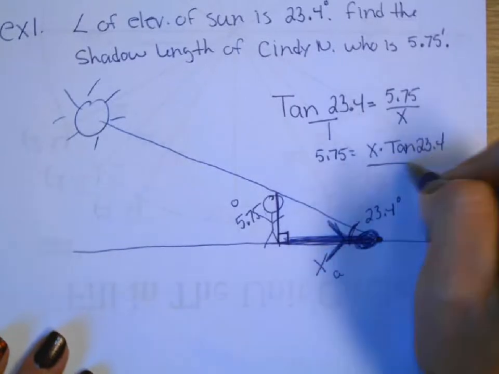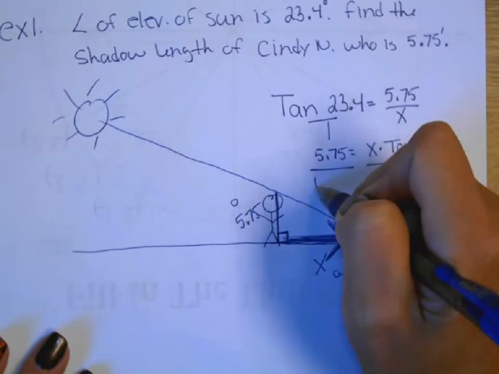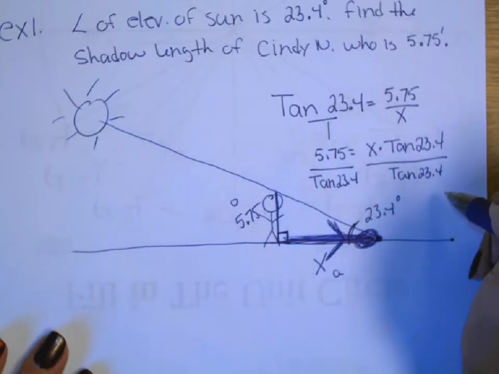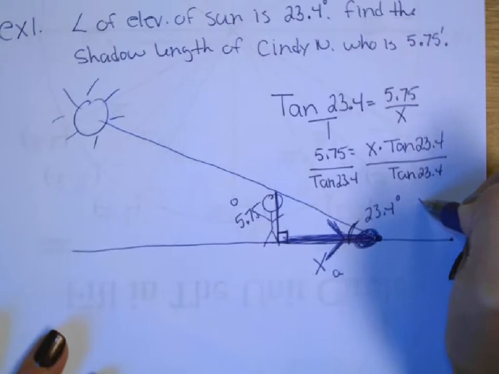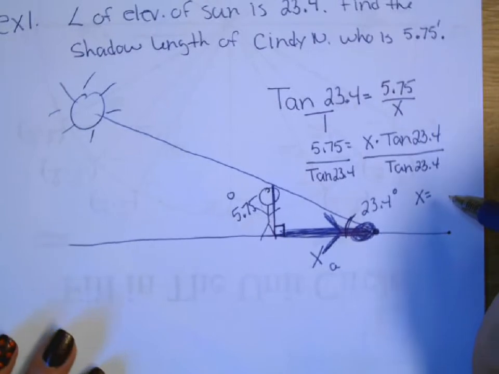Divide by the tan of 23.4. Make a difference. If you're in degree mode, it does not. But you should always be in degree mode for safety. Yes, you should be until the next chapter. And then on the exam when we flip back and forth.